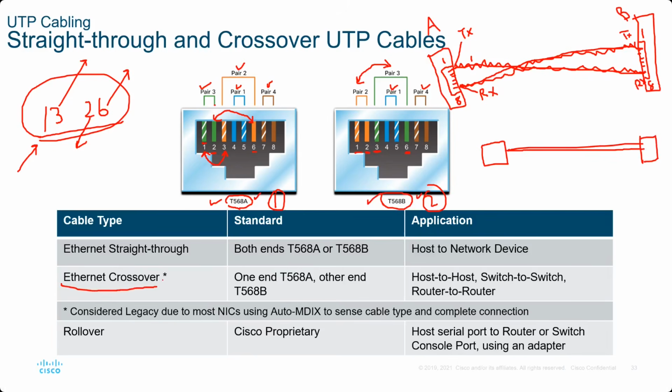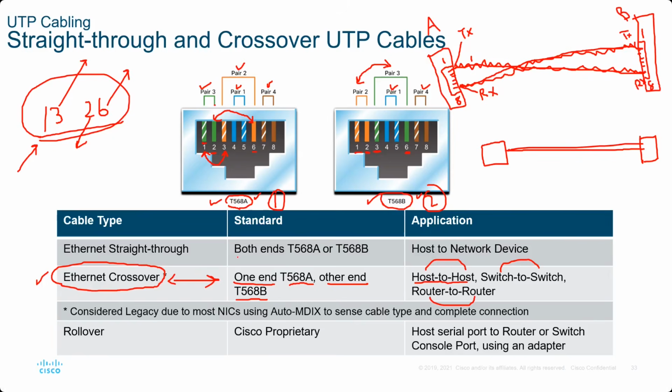That kind of cable is called a crossover cable, in which one end is following T568A and the other end is terminated with T568B. Where do we use the crossover cable? We use it whenever we are connecting two similar devices. For example, two computers, host to host, or two switches, switch to switch, or two routers, router to router. Whenever you have same devices that need connectivity together, you have to use a crossover cable. Okay?